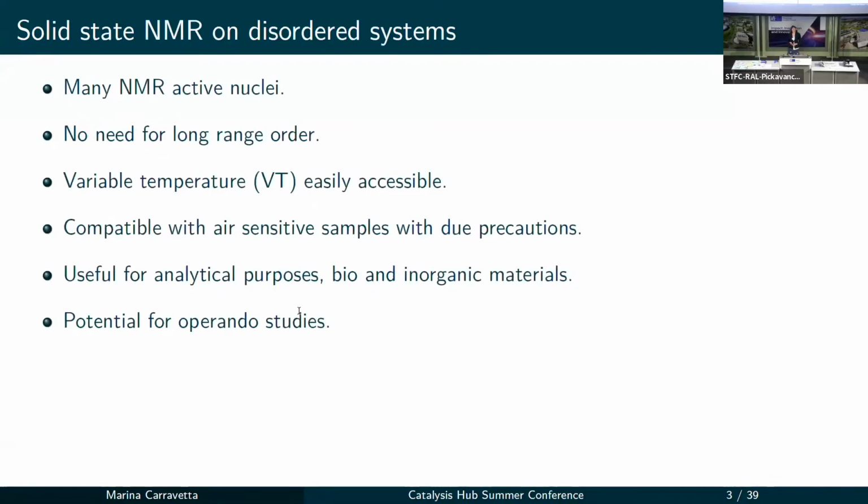Now, why do we want to use NMR in disordered solids? Well, there are, first of all, many NMR active nuclei. We don't require order. We have access to a very wide range of temperature and potentially also a wide range of pressure. We can work with air-sensitive samples, and we can use NMR for analytical purposes and perform operando studies if we have the right experimental conditions. So it's a very flexible technique.